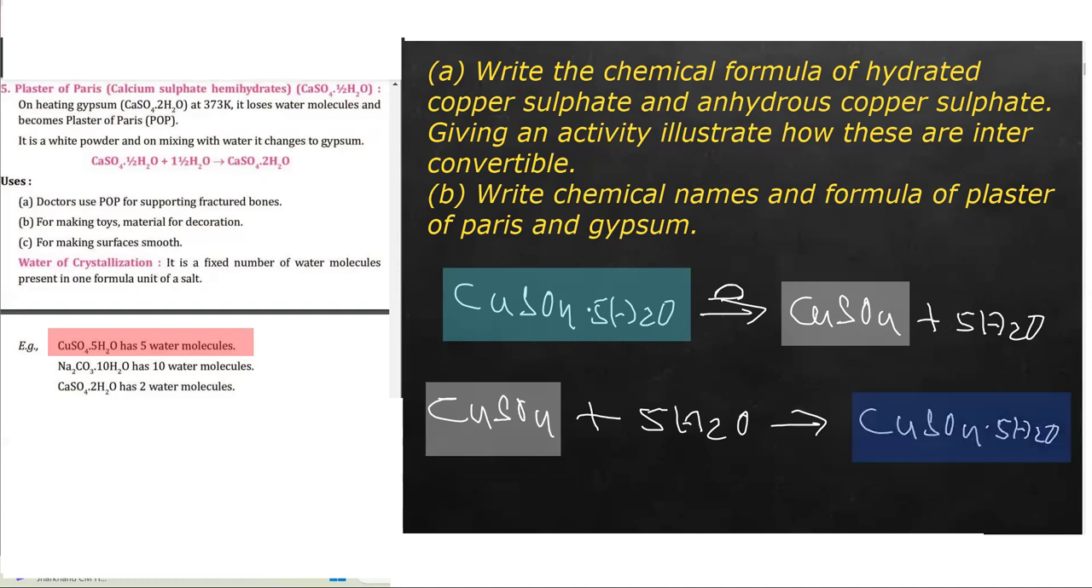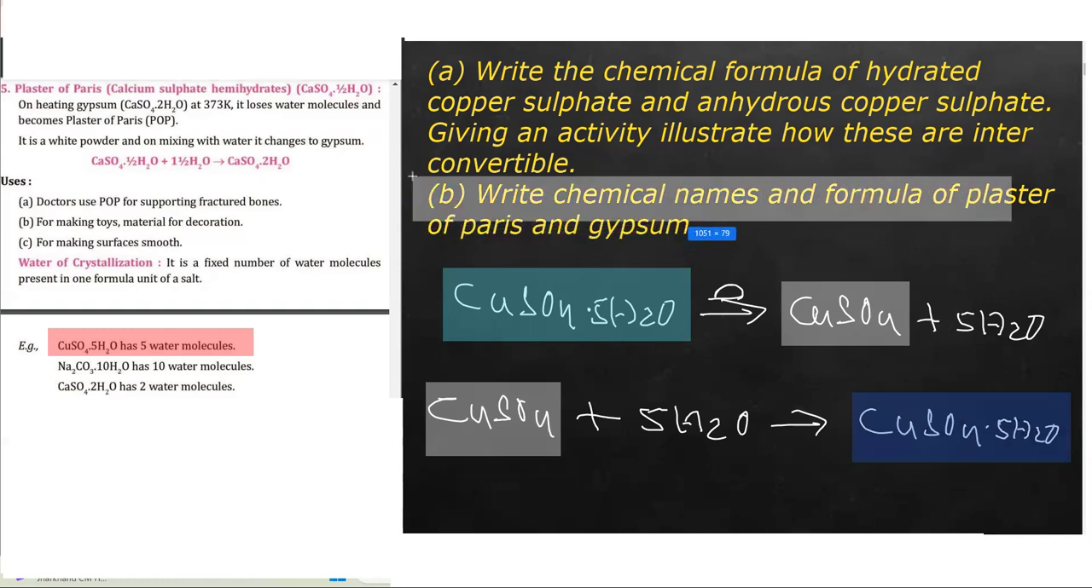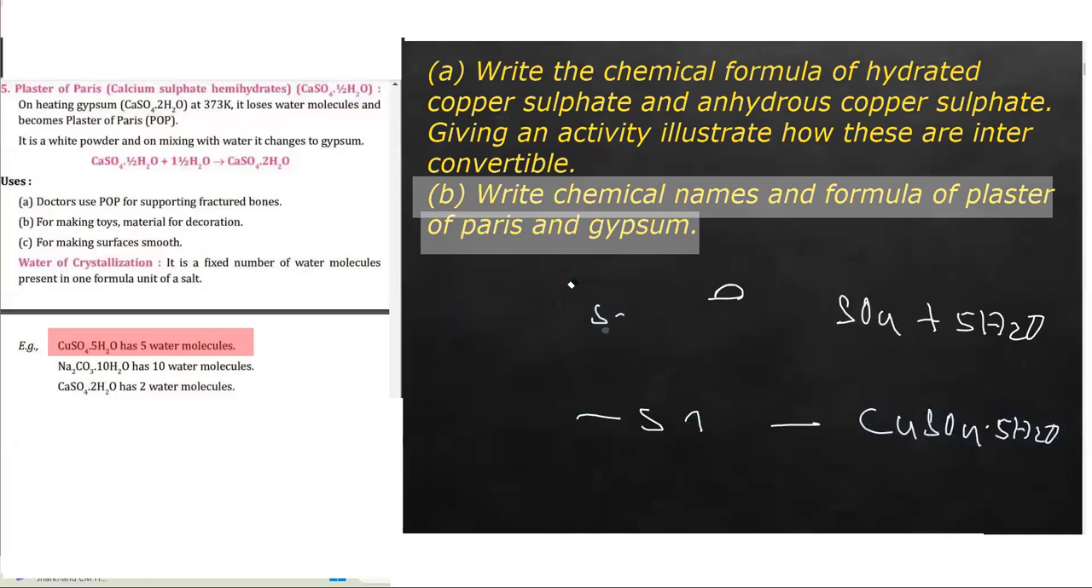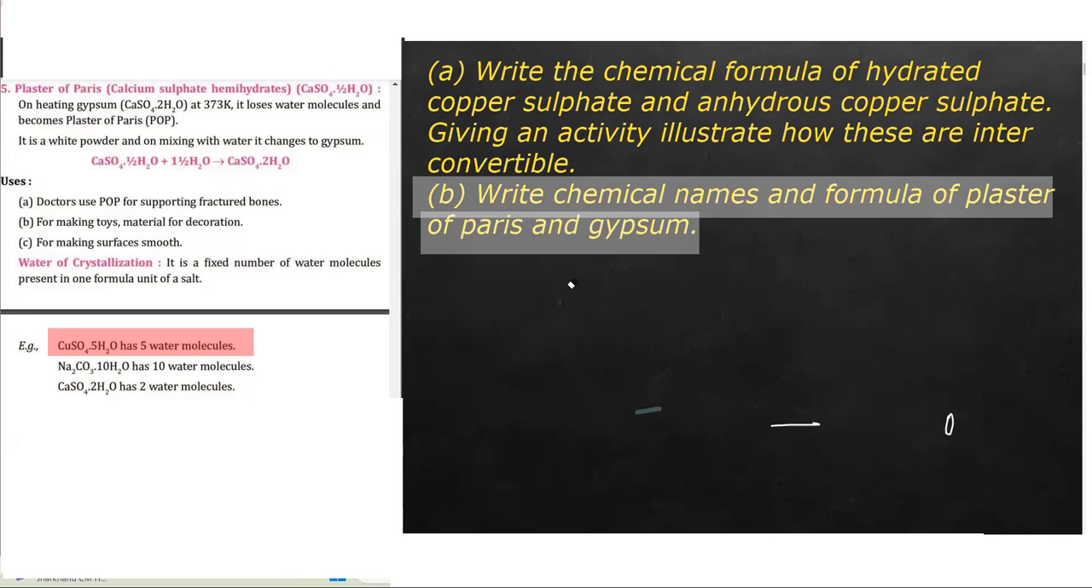Now, there is one more question. We have to write down the chemical name and formula of plaster of Paris, right? And gypsum. We have to write both of them. Now, plaster of Paris, also known as POP, is calcium sulfate hemihydrate. I'll show you where it is. This is plaster of Paris, calcium sulfate hemihydrate, that is CaSO4.½H2O, and gypsum is CaSO4.2H2O.